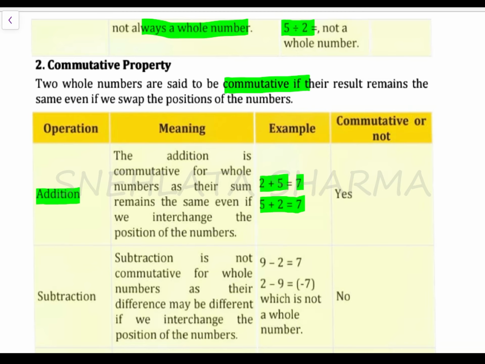Next topic is subtraction. Let us see whether whole numbers are commutative for subtraction or not. For that, I will take an example of 9 and 2. If I subtract 2 from 9, I get 7 and if I subtract 9 from 2, I get minus 7, which is not a whole number. So we can say that subtraction is not commutative for whole numbers as their difference may be different if we interchange the position of numbers.